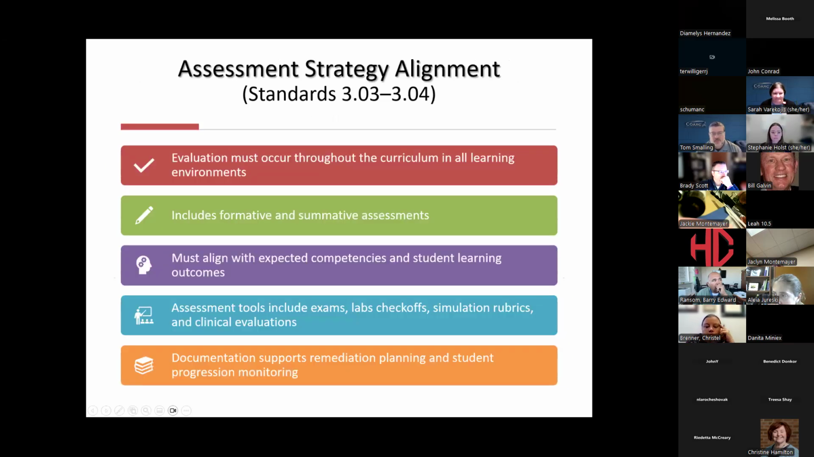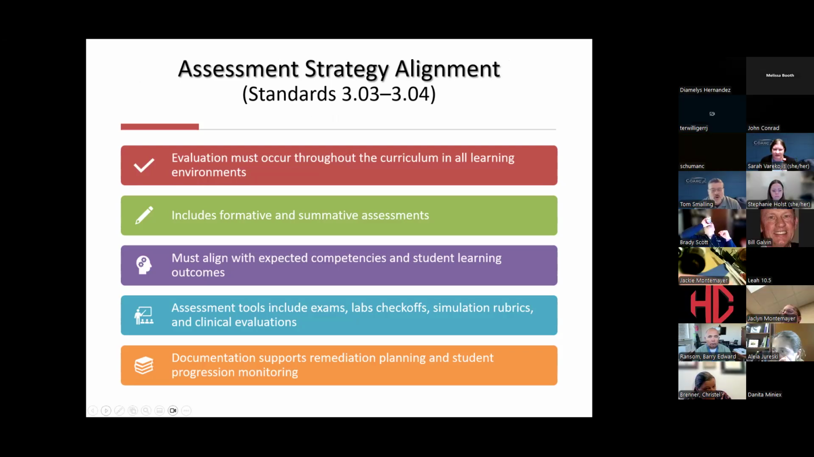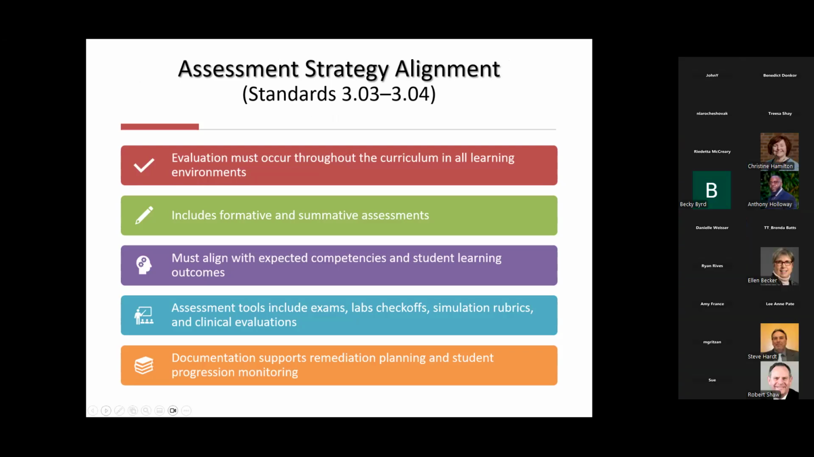So assessment strategy, those are Standard 3.03 and Standard 3.04. The later ones talk about remediation and some outcome metrics. But 3.03 and 3.04, very important to talk about those. Assessment must occur throughout the program. It's not just the end.